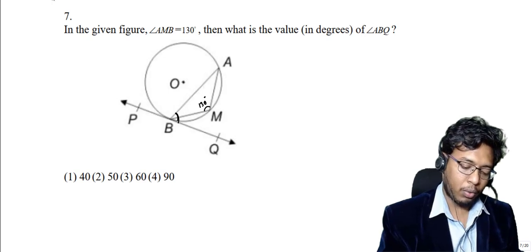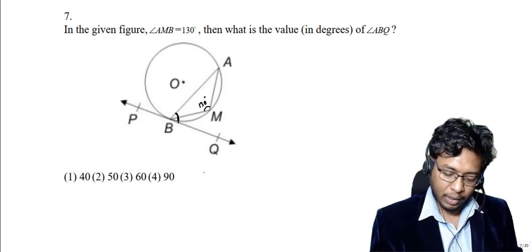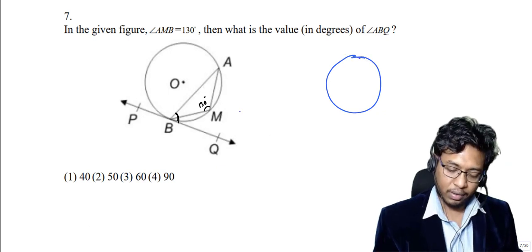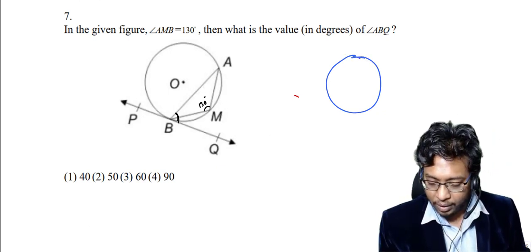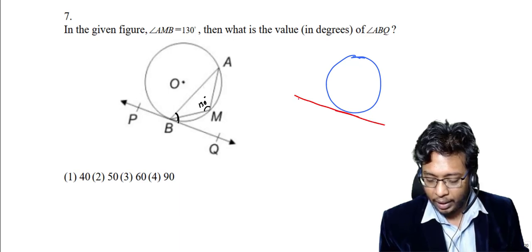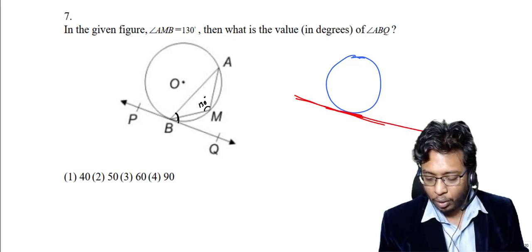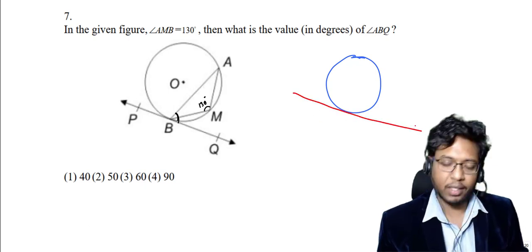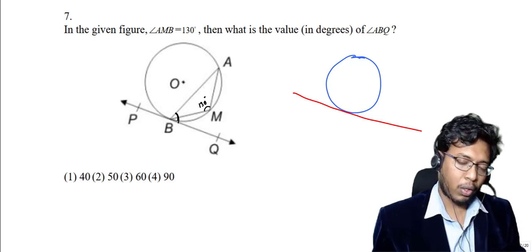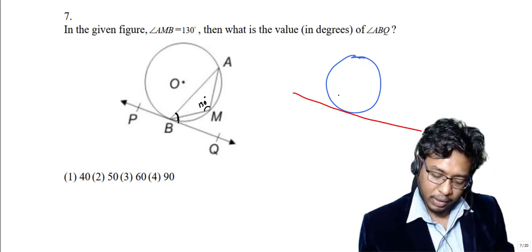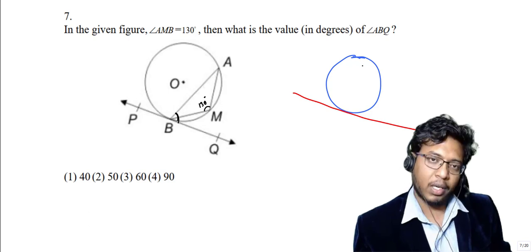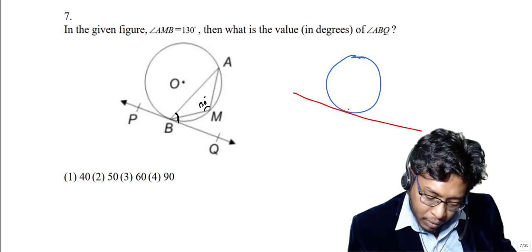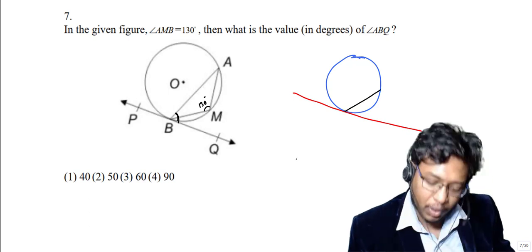Now here I want to tell you an important concept in circles. See here, when you have a circle like this, and you have a tangent. A tangent is nothing but a line which touches the circle at exactly one point. Okay, so let this be a tangent. Now I'll draw a chord. In a circle, a chord is nothing but a line touching the circle at two places. So let this be a chord, right?